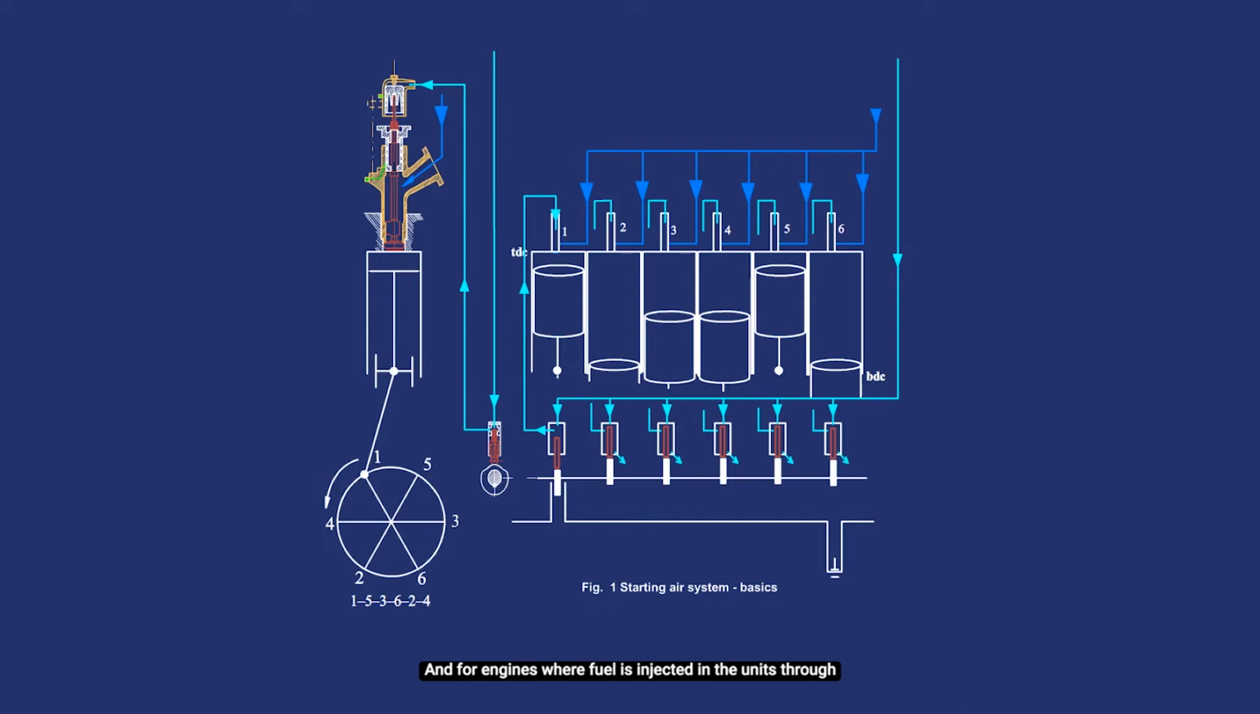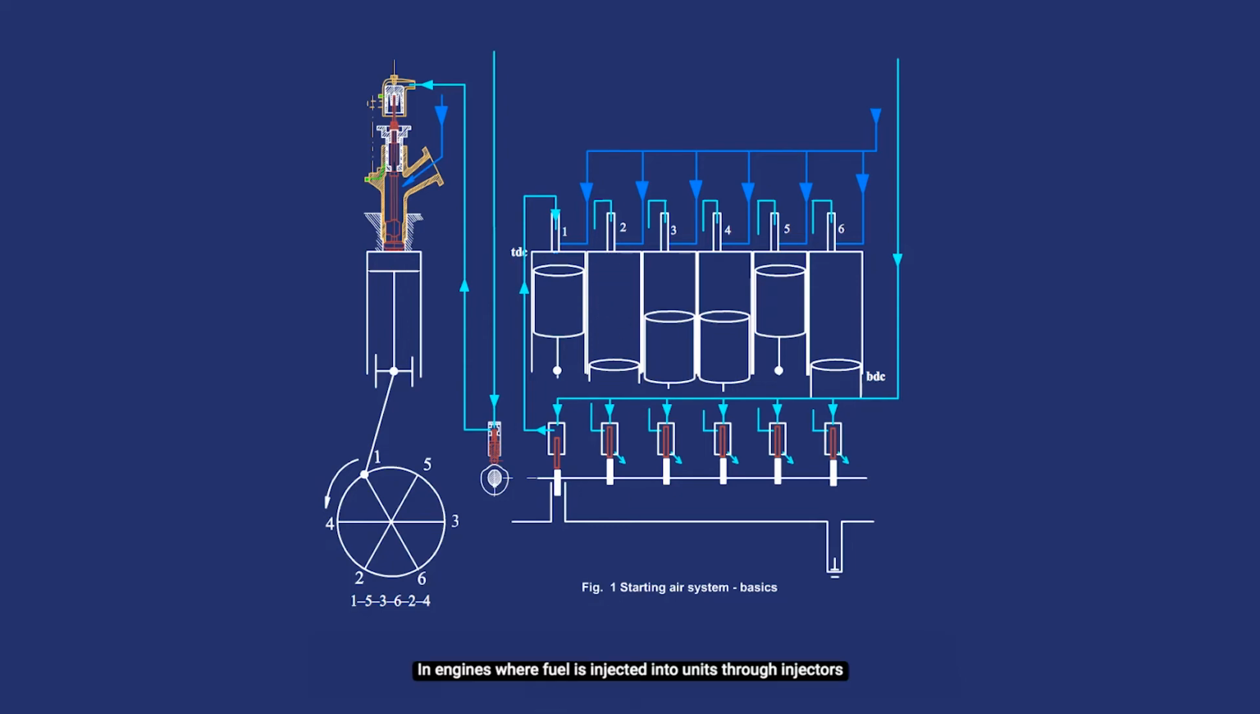And for engines where fuel is injected in the units through the injector by jerk fuel pumps, the RPM of the engine on air kick should be high enough to make fuel pump cams cause fuel pump plungers to accelerate up fast enough to cause them to jerk and make fuel get pressurized high enough to be injected into the units through the injectors in most atomized form.